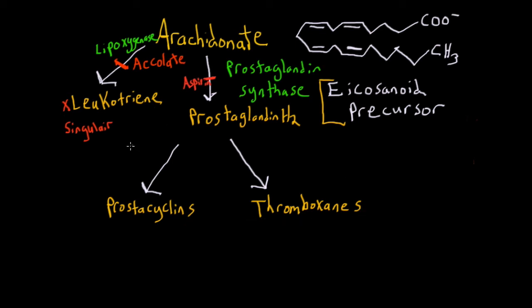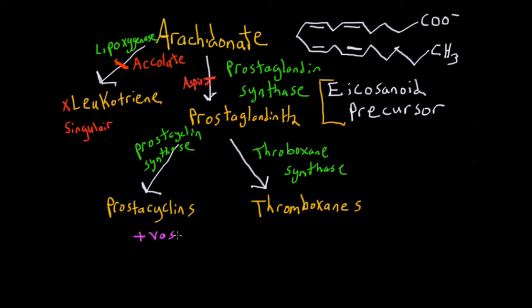For the production of prostacyclins, we have another pretty simply named enzyme. It's going to be prostacyclin synthase. Whereas for thromboxanes, we have thromboxane synthase. What's interesting about these two different kinds of eicosanoids is that they have opposite effects in the body. So prostacyclins are actually going to be responsible for increasing vasodilation, as well as decreasing platelet aggregation.